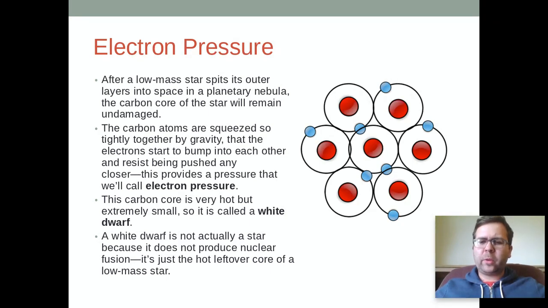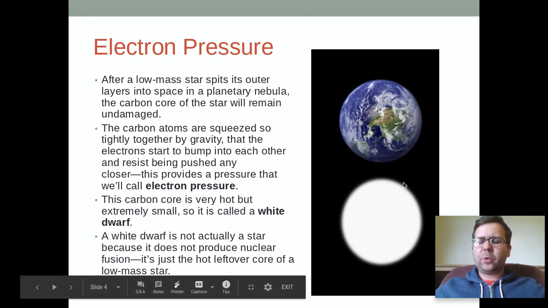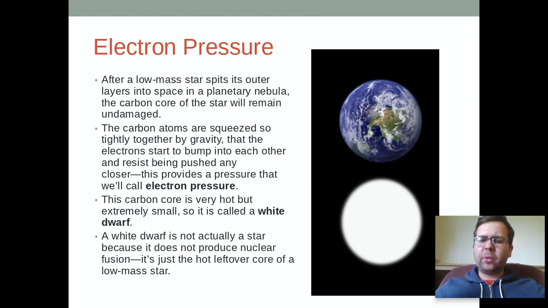It's basically a really dense ball of carbon atoms that don't want to get any closer together. And so a white dwarf is very, very dense, and it's also really hot. So it's really small, really hot, really dense, and that's what a white dwarf is. Actually, if you take a star like our sun and compress it down to the density of a white dwarf, it would be about the size of the Earth. So take the entire sun, compress it to the size of the Earth, and that would give you a sense of how dense a white dwarf is. It's really, really dense.